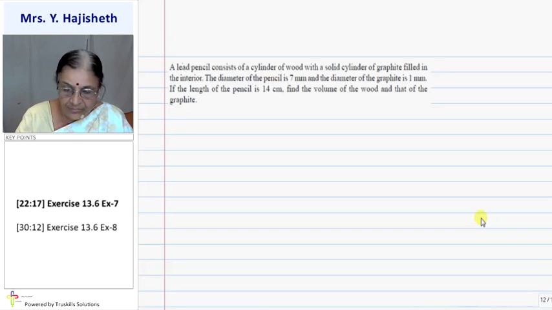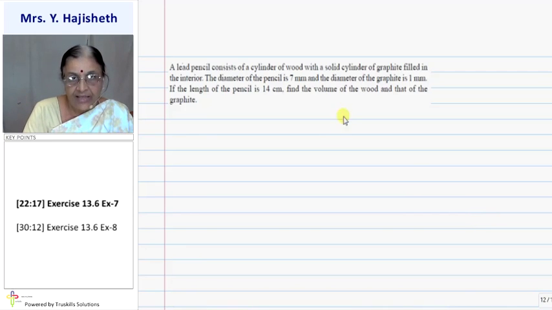देखो, some measurements are given in mm, some are in centimeter. तो पहले तो आपको सब measurement को एक फॉर्म में लाना पड़ेगा. ओके, फर्स्ट वी राइट एक्सटर्नल रेडियस. ओके, external radius of pencil.